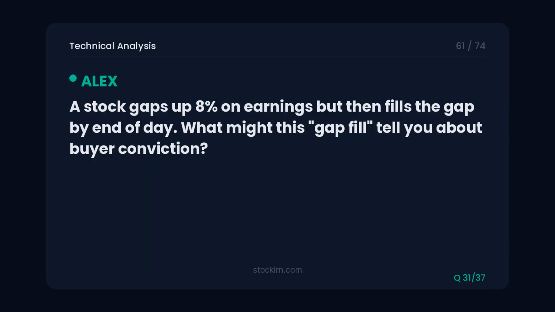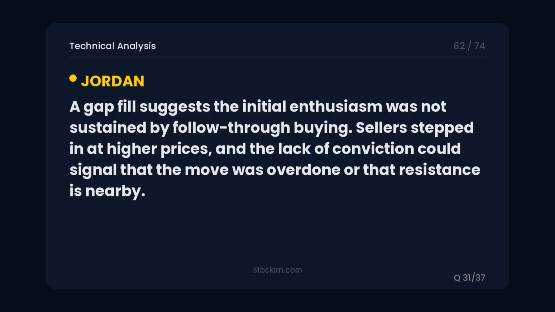A stock gaps up 8% on earnings but then fills the gap by end of day. What might this gap fill tell you about buyer conviction? A gap fill suggests the initial enthusiasm was not sustained by follow-through buying. Sellers stepped in at higher prices, and the lack of conviction could signal that the move was overdone or that resistance is nearby.